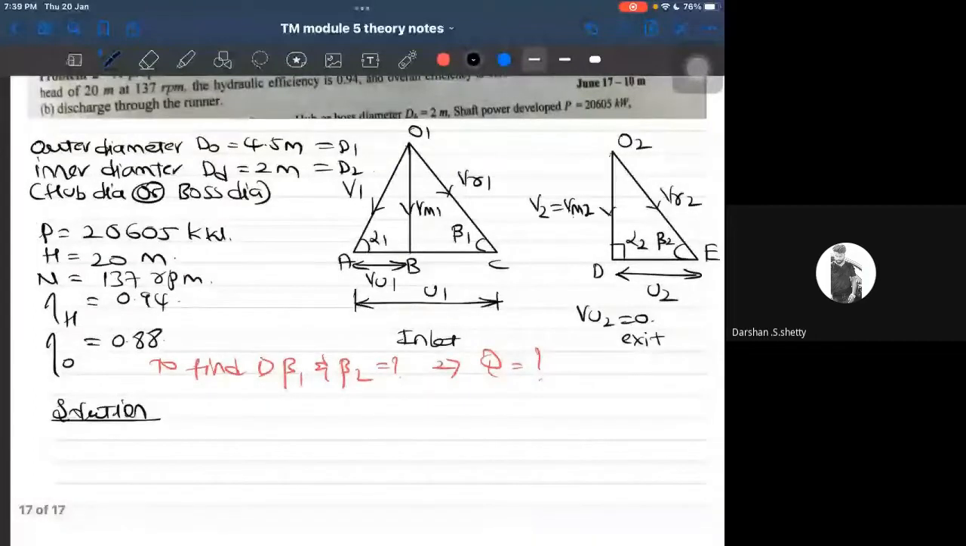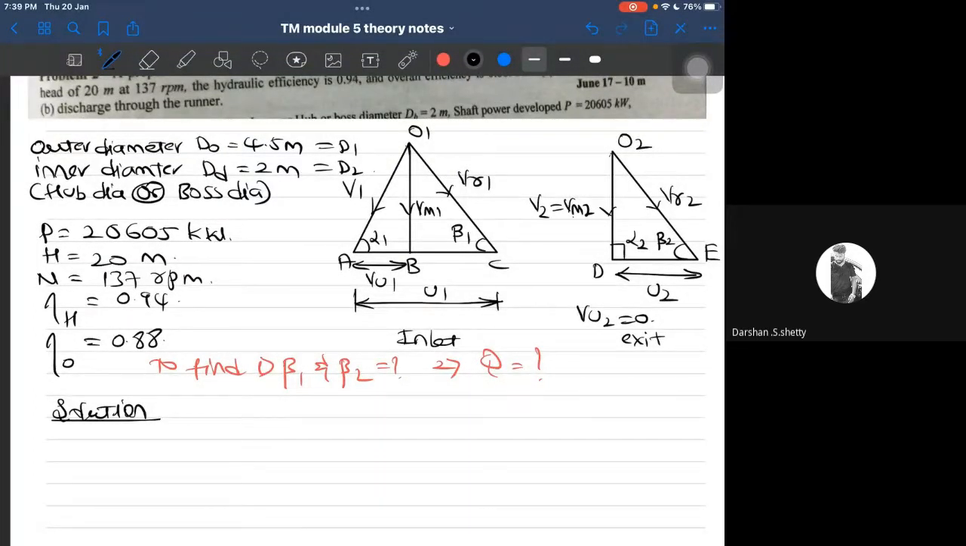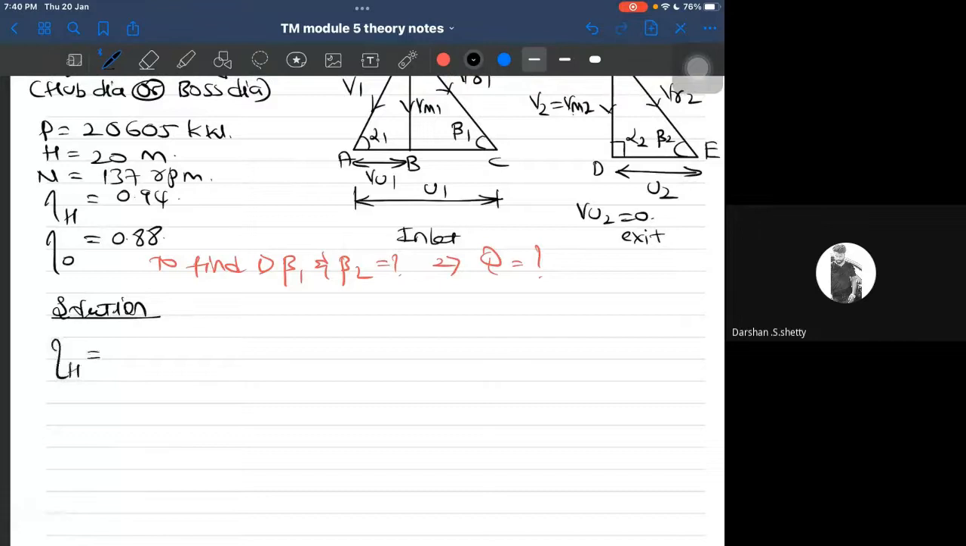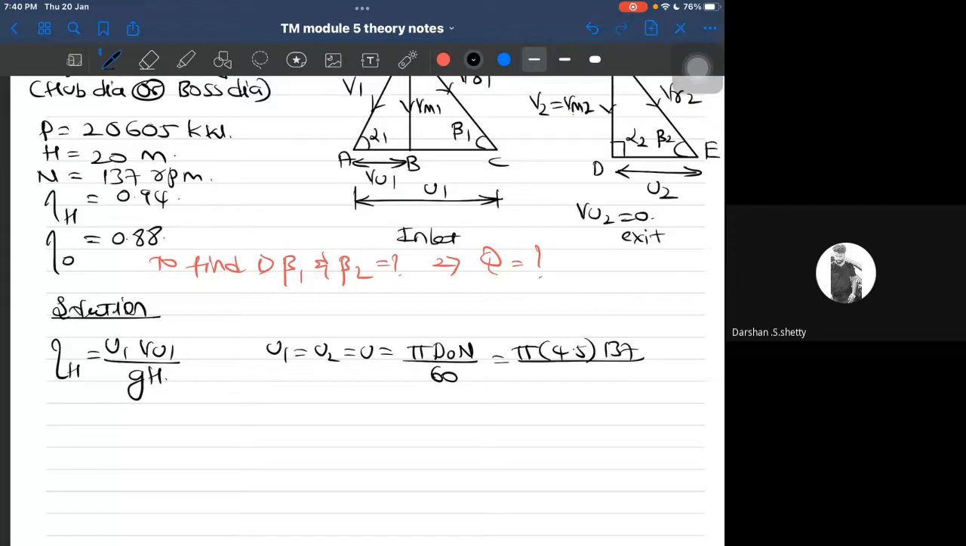Solution. Now, he has given the hydraulic efficiency, which is nothing but U1 Vu1 divided by g into H, correct? And U1 is equal to U2 is equal to U, you can calculate as pi D naught N divided by 60. So that is equal to pi into D naught is 4.5 and N is 137, divided by 60. So what is the value of U you are going to get?